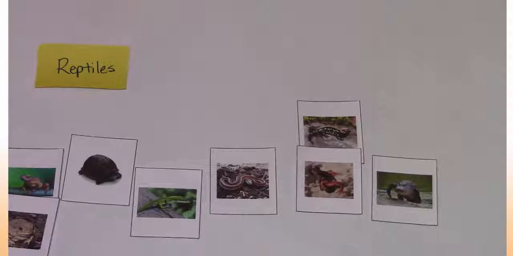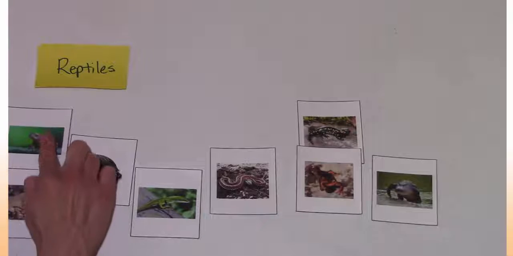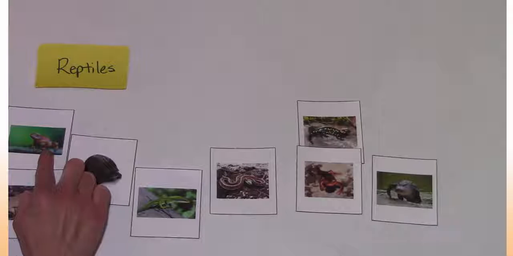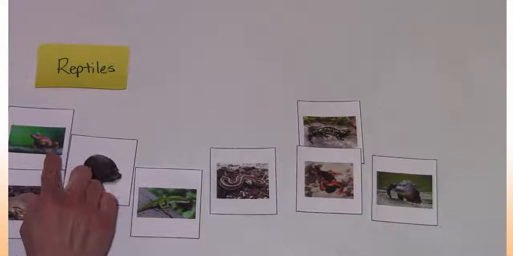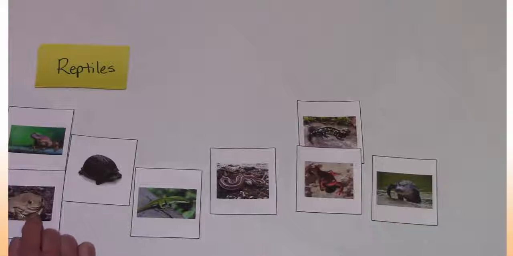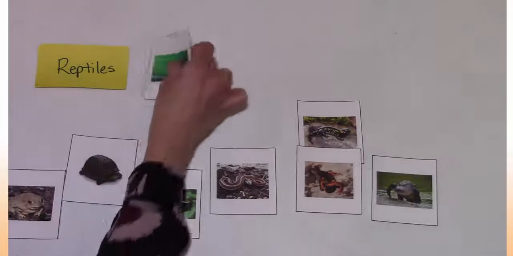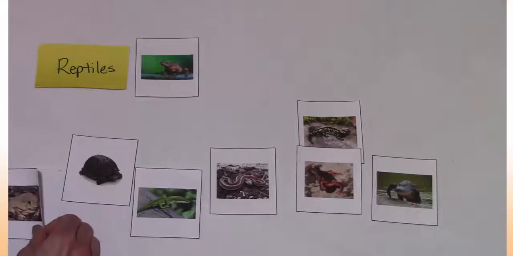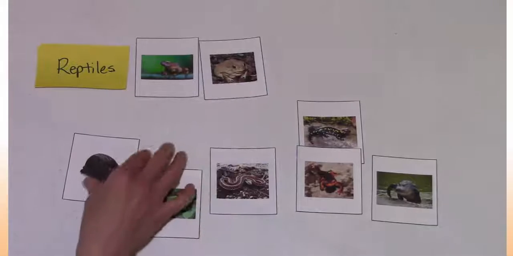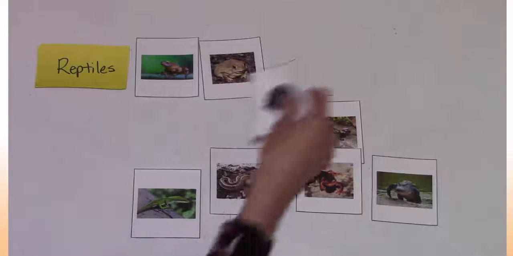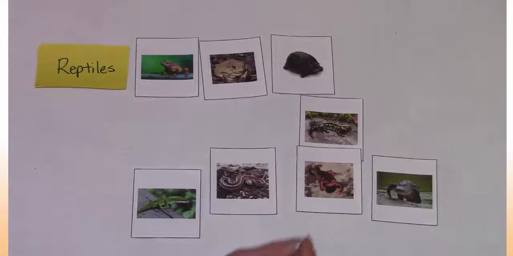Reptiles. Okay, so reptiles have scales and they live on land. All right, I remember that a frog is an amphibian, so that's not a reptile. And then we have a toad. Oh, wait, no, I think a frog is a reptile. And so would a toad. And this turtle, because it lives on land.